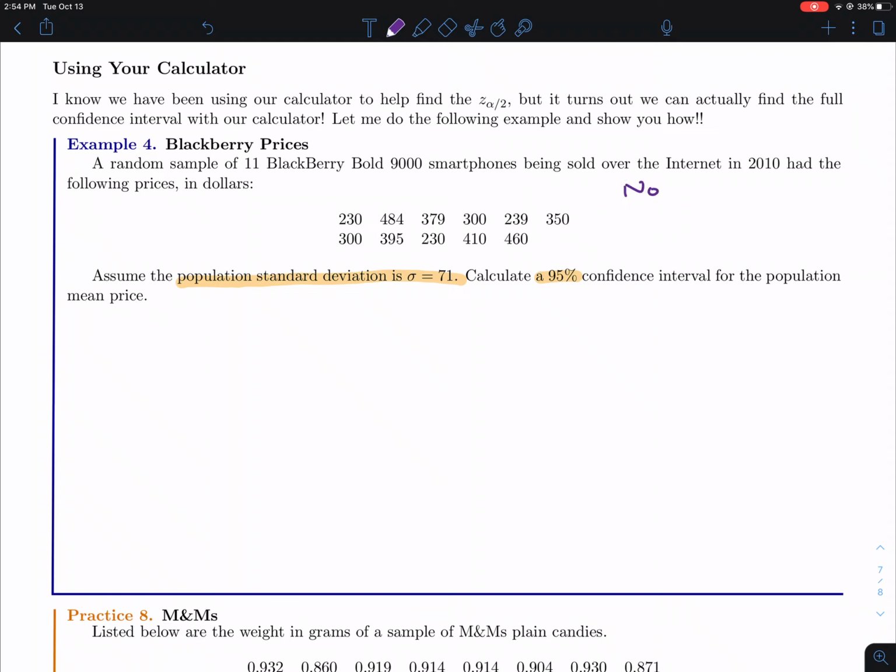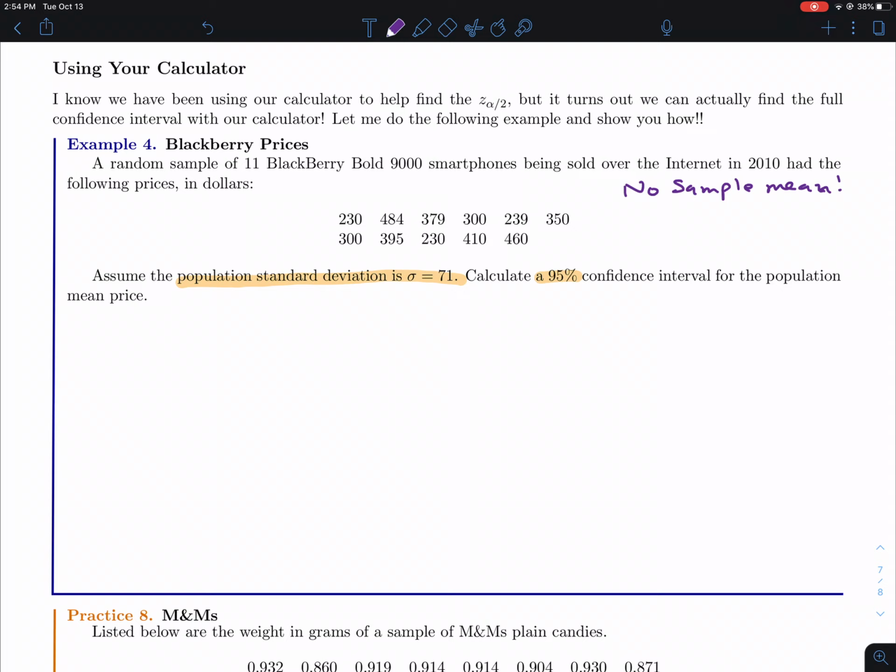So no sample mean. If this problem was handed to you and you didn't know this calculator trick I'm getting ready to show you, then you would just throw all these data values into one var stats, calculate the sample mean, figure out the z-score for 95%, and calculate it the way we did before. But the cool thing is the calculator actually allows us to do this without even knowing the sample mean. It'll actually find it for us.